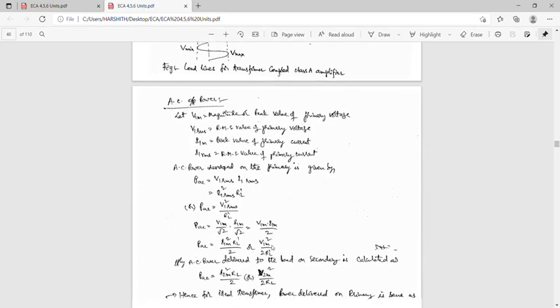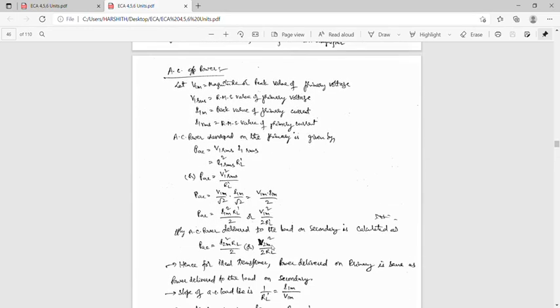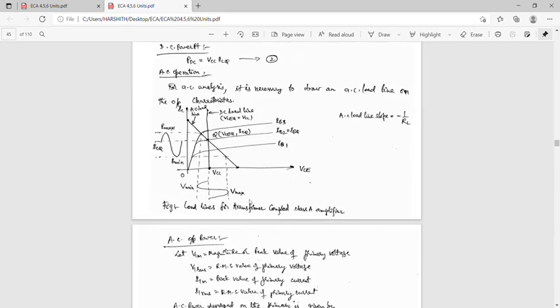DC operation is completed, and the DC power input is power equal to voltage into current, that means PDC equals VCC into ICQ. Now the AC operation. In the AC analysis, it is necessary to draw the AC load line and the output characteristics. These are the load lines of the transformer coupled Class A amplifier.